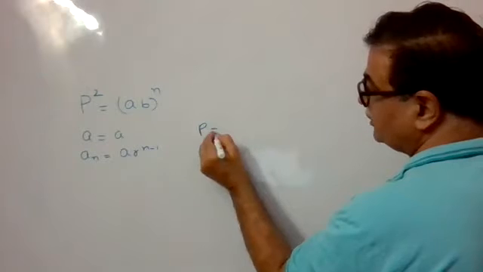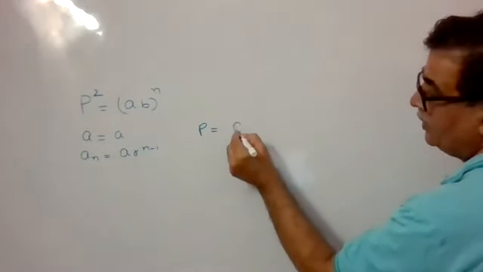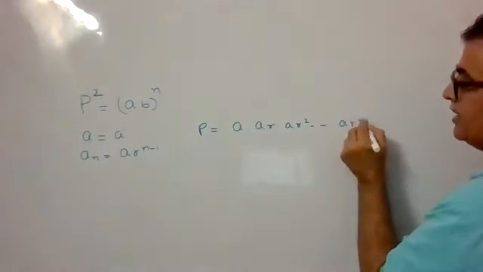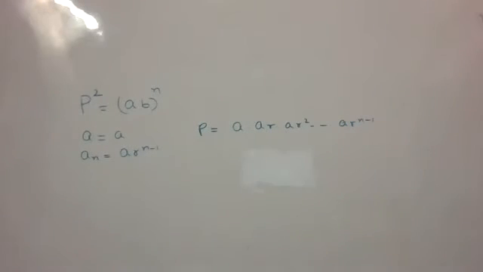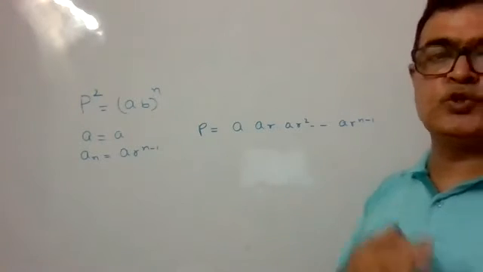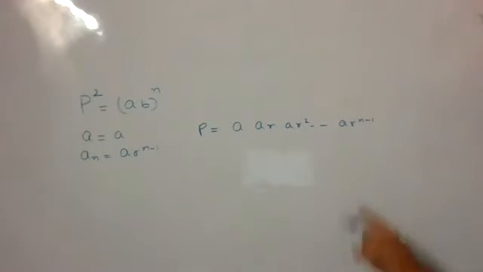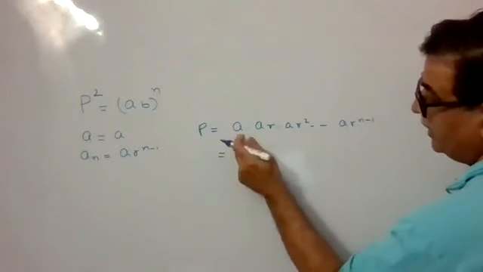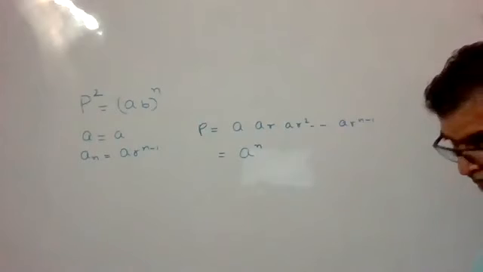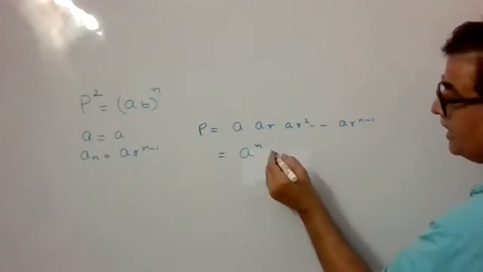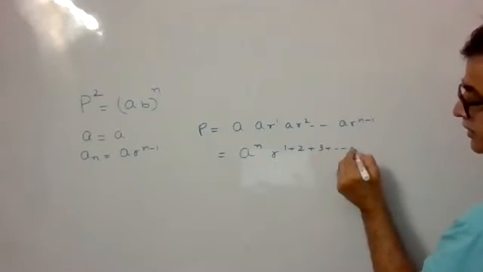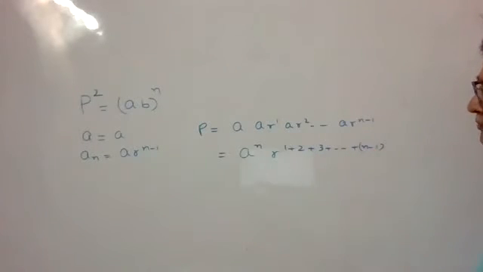Then P stands for the product. What will the product be? a into aR into aR squared till aR to the n minus 1. This is the product we have. a into aR into aR square into aR cube till aR to the n minus 1. Now if you want the product of this, what will it come? a into a into a into a, how many times? n times. Right? Yes. Then R power. Here powers are 1, 2, 3, till how many times? n minus 1 times.